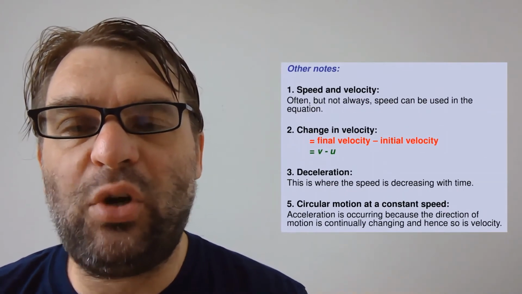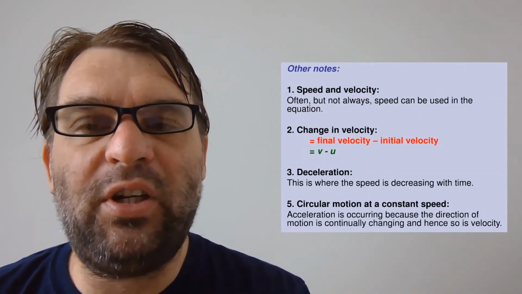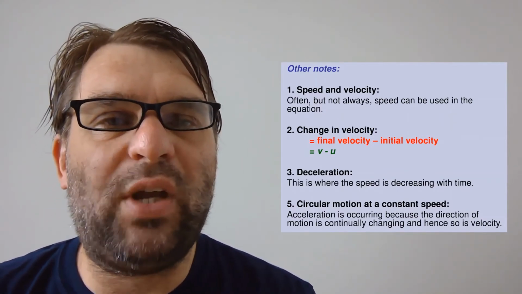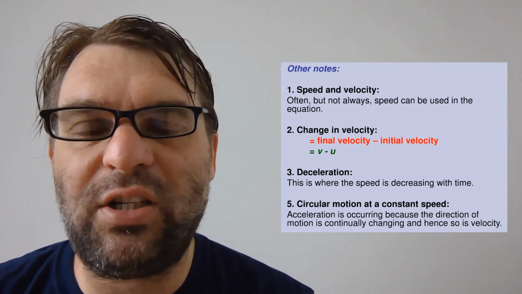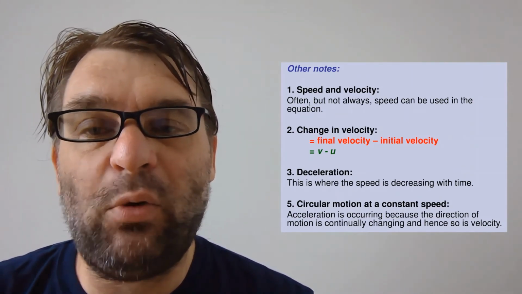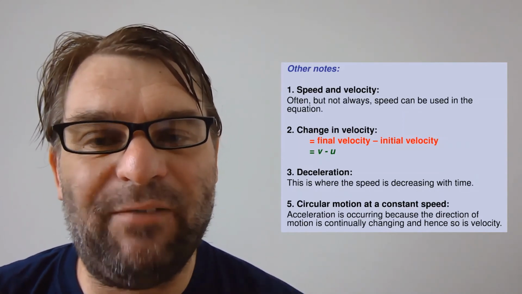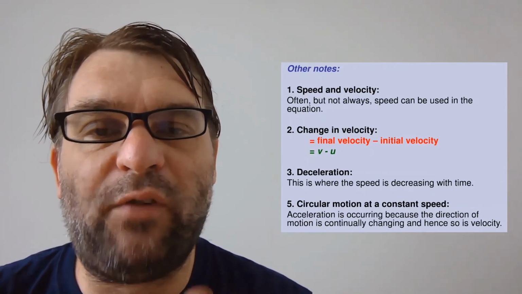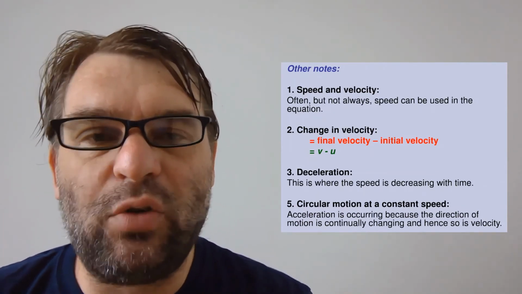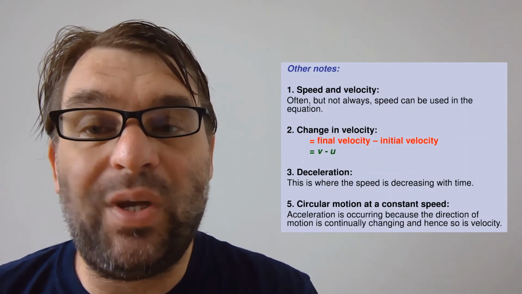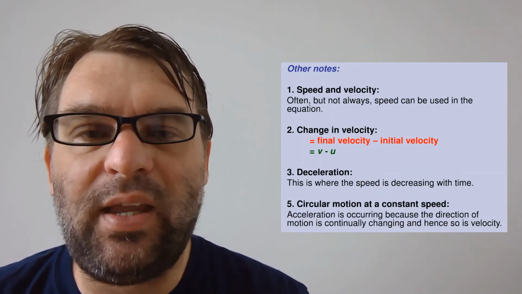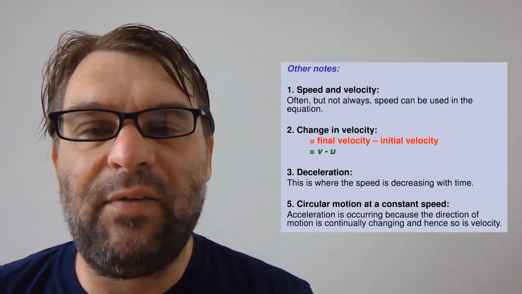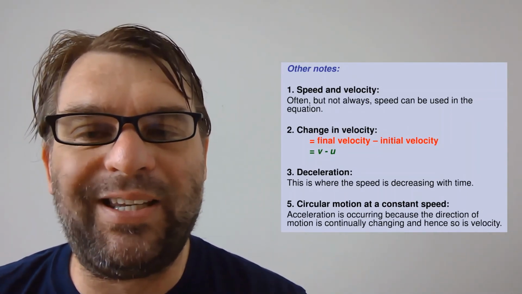So just a few other notes around acceleration and velocity. The difference between speed and velocity: often, but not always, you can use just the speed in the equation. You don't necessarily have to use the velocity, but that will be different depending on the direction of the object, so you have to be careful with that. The change in velocity is v minus u, or the final velocity, the velocity you end up with, minus the initial velocity. Deceleration is when acceleration is negative, and that's when the speed is decreasing with time. When it's increasing with time, it's positive acceleration, and if it's decreasing, it means it's decelerating or slowing down.